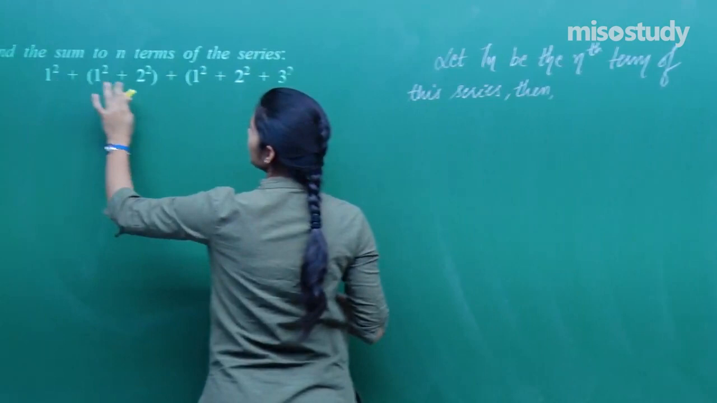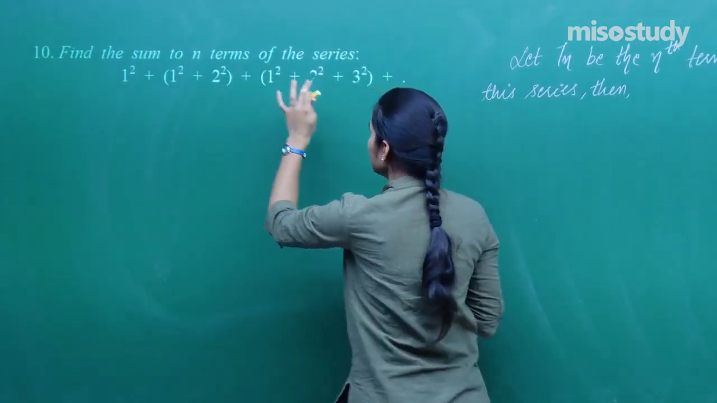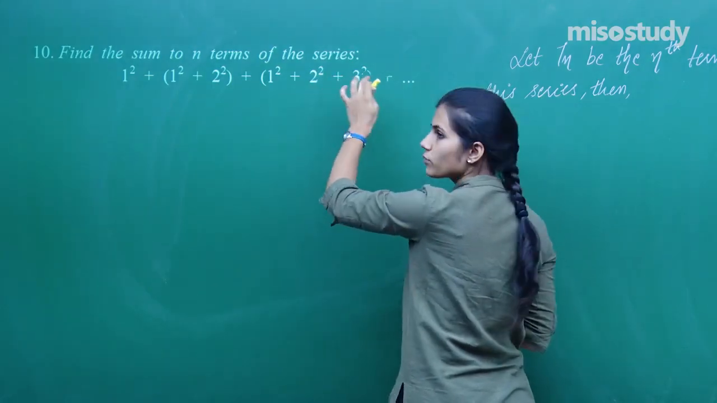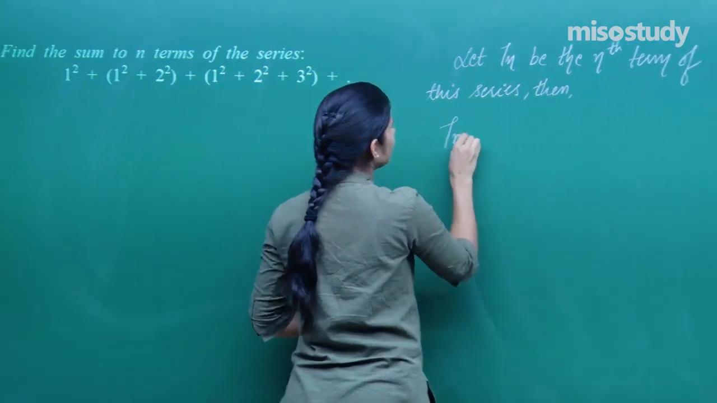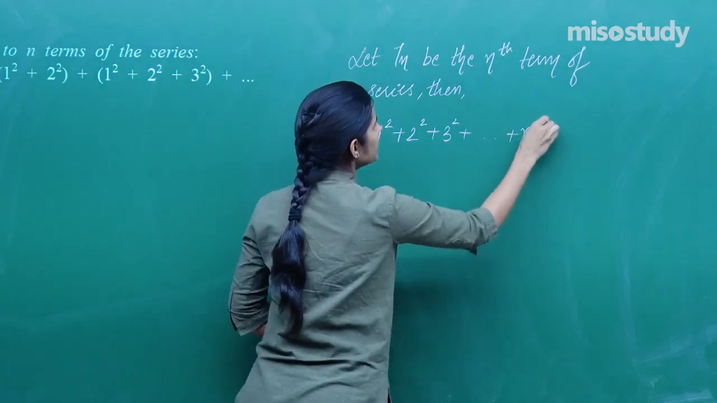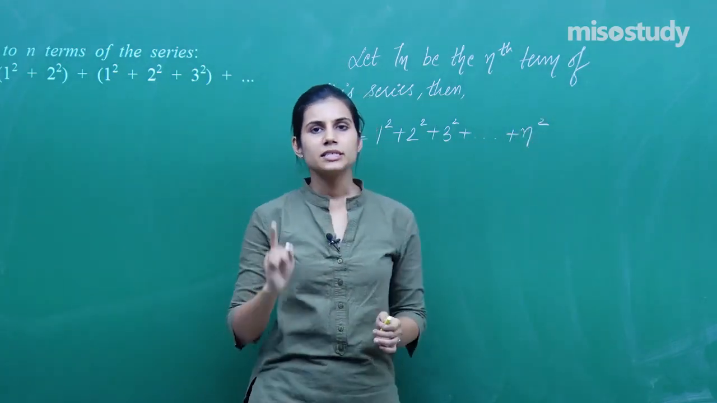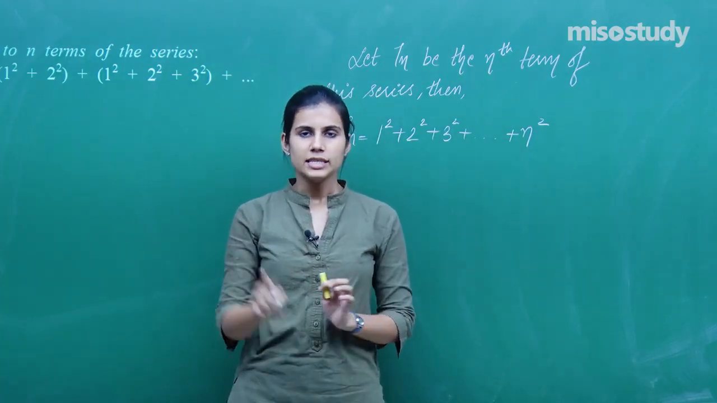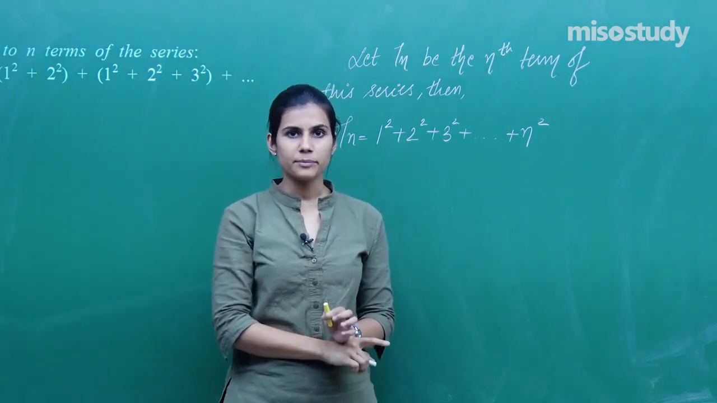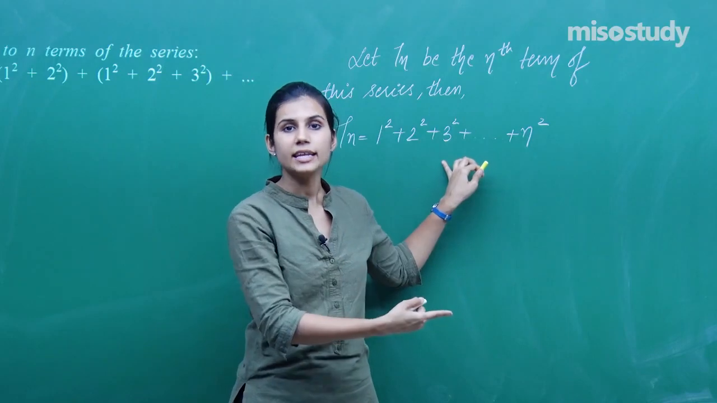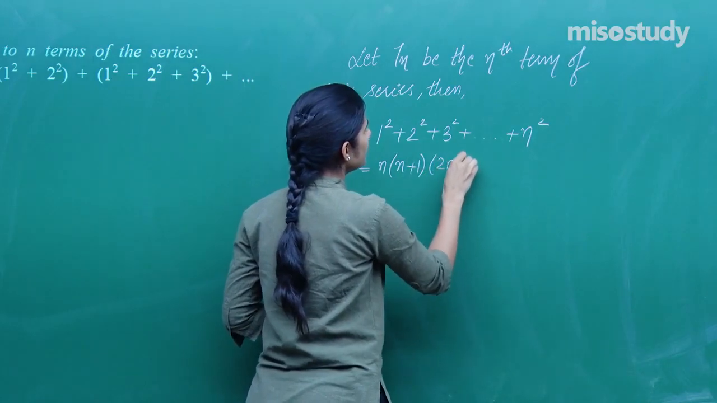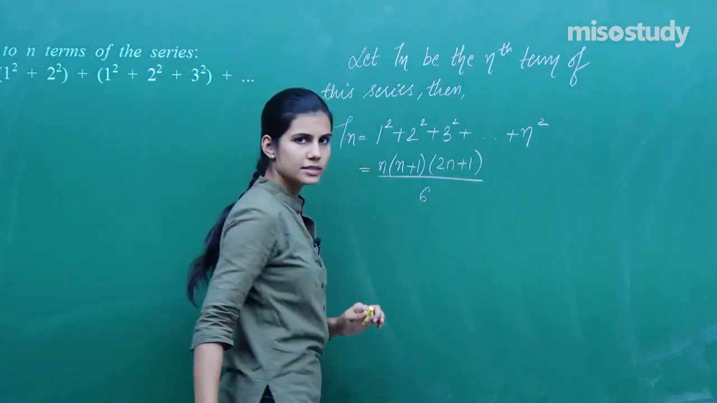The first term is 1 square, the second is 1 square plus 2 square, the third is 1 square plus 2 square plus 3 square, the fourth will be 1 square plus 2 square plus 3 square plus 4 square. So the nth term will be 1 square plus 2 square plus 3 square and so on plus n square. The first term is the sum of squares of the first natural number, the second is the sum of squares of the first two natural numbers, the third is the sum of squares of the first three natural numbers. So the nth term is the sum of squares of the first n natural numbers, and I know this is equal to n into n plus 1 into 2n plus 1 by 6.